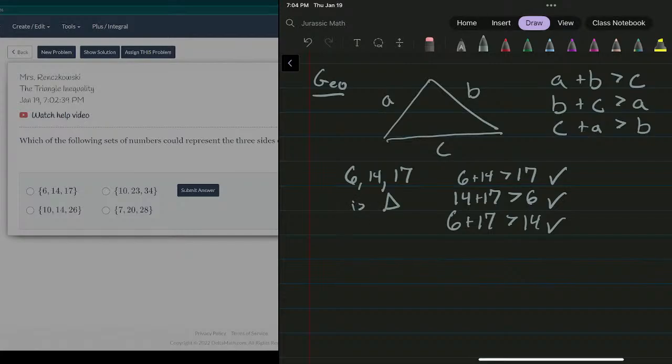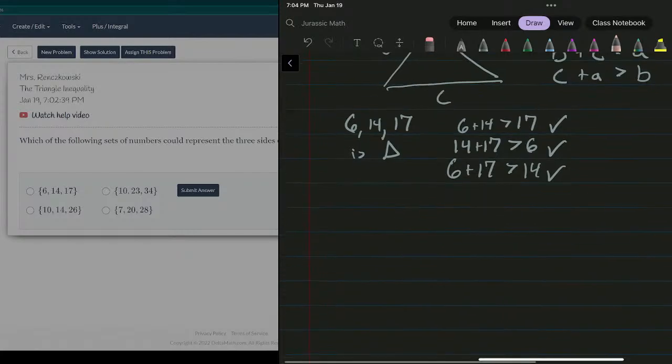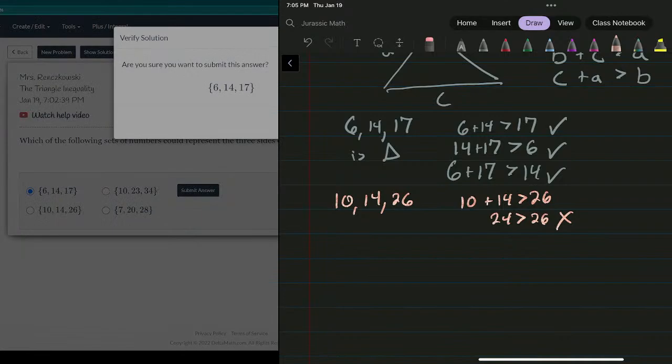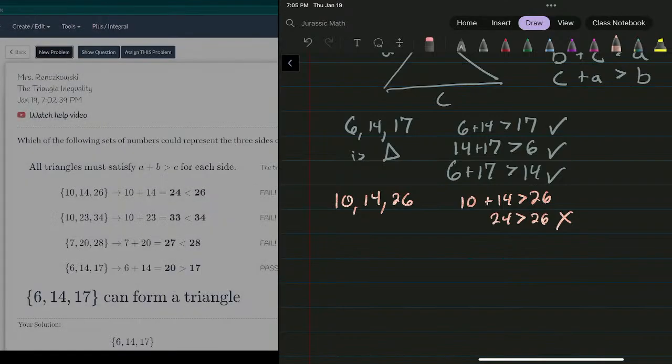Now, if we took one of the other ones, like let's say we take the bottom left one, 10, 14, and 26, well, the very first problem, 10 plus 14, is that bigger than 26? Well, no, because that's 24, and 24 is not bigger than 26. Therefore, that wouldn't work. So this answer is going to be the top left one. I hit submit. I hit yes, and it gave me a green check mark. So yay, we did it.